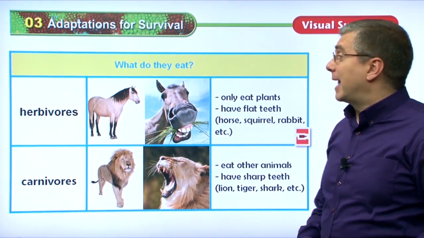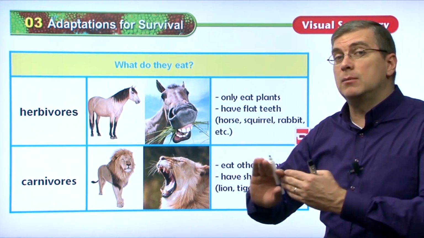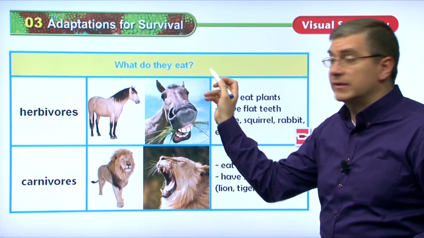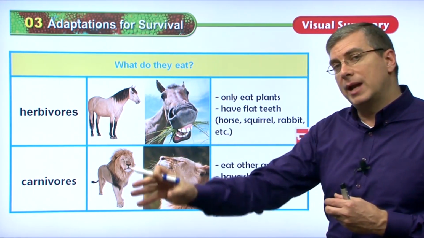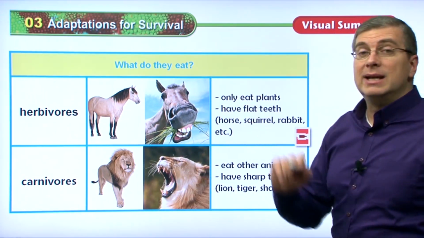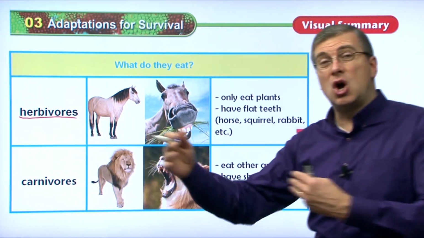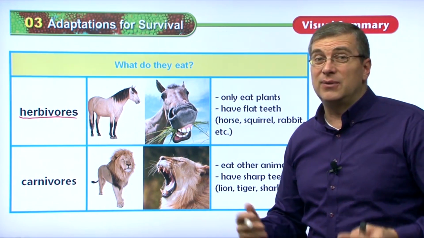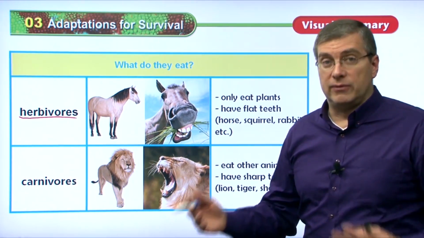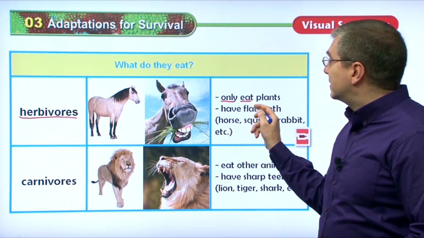Okay, when we talk about animals, we can classify animals. We can separate the animals into different groups by what they eat. We can put animals in one group or the other. One group is herbivores. Now that's a long word, right? Maybe a little difficult to pronounce. Herbivores. Okay? Herbivores only eat plants.